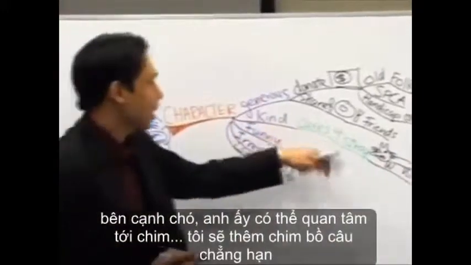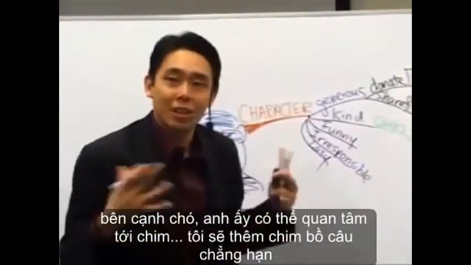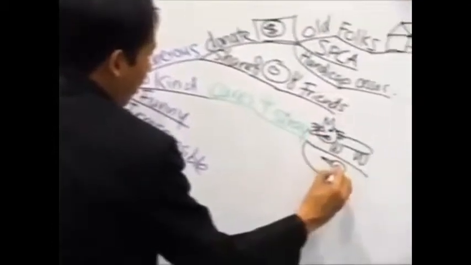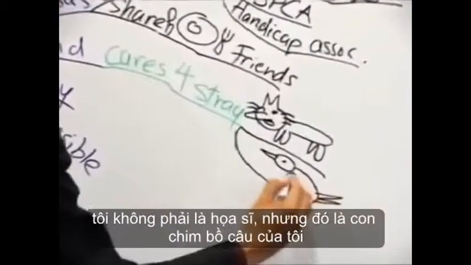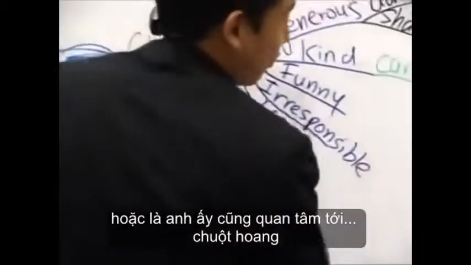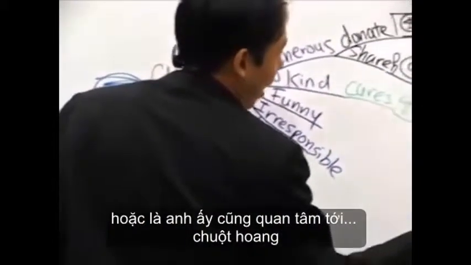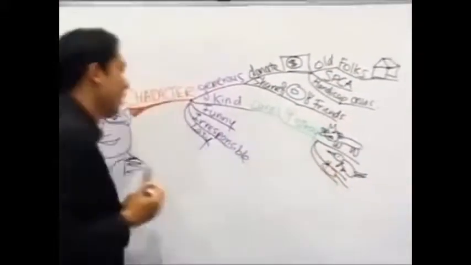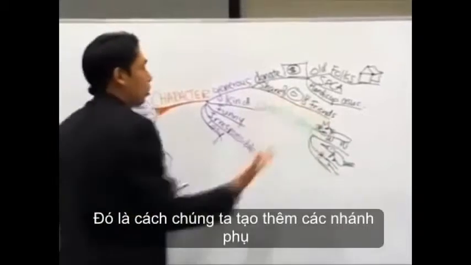Now, maybe besides caring for stray dogs, he cares for stray birds, stray pigeons. So I could draw a pigeon over here. Again, I'm not saying my drawings are the best in the world. Well, that's my pigeon, okay? And cares for stray, let's say, rats. Ooh, that's a bit disgusting, but it doesn't matter, okay? So you know what I'm saying? So we just branch it out this way.